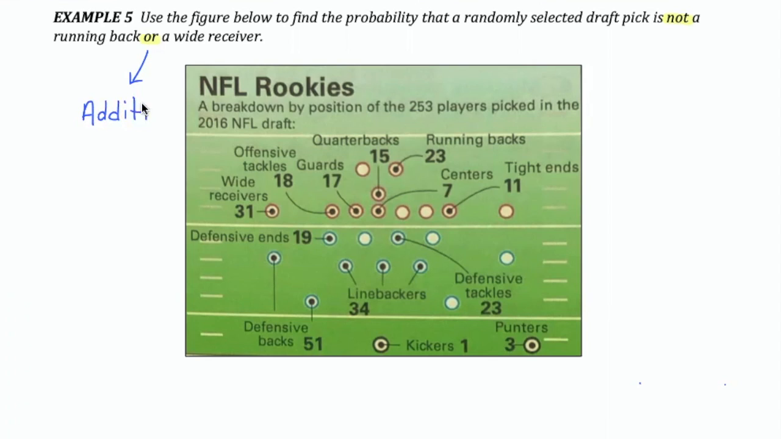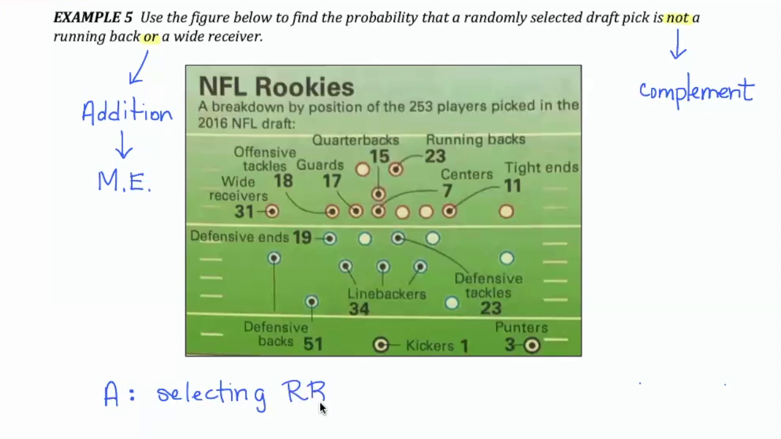And if we're looking at using the addition rule, we need to be concerned about whether or not our events are mutually exclusive. The word not signifies the complement of a probability. So we usually save the complement for the very end. So I'm going to begin by leaving that word off to the side and just defining my events as the probability of selecting a running back and letting event B be selecting a wide receiver.